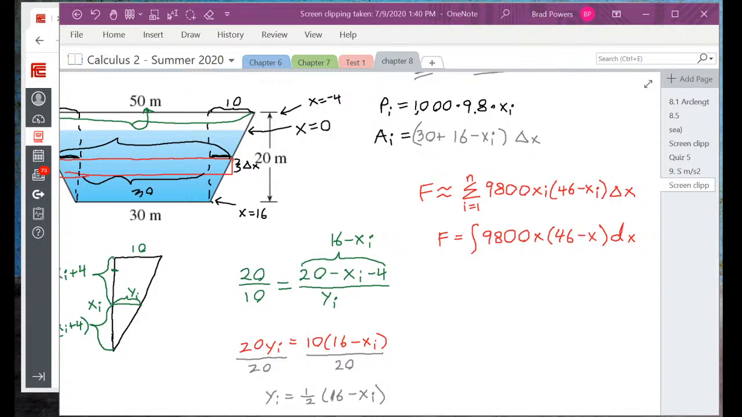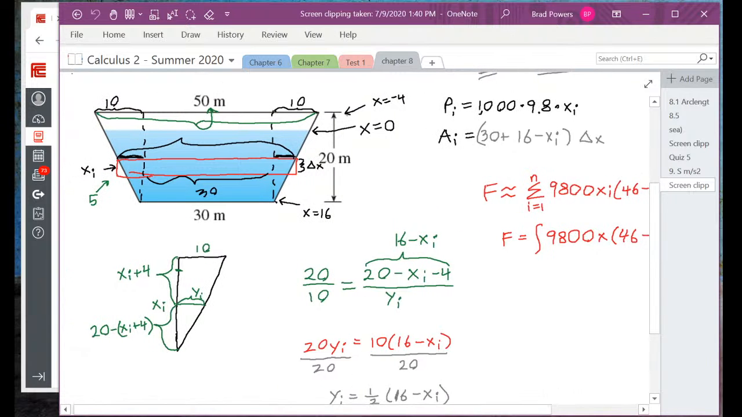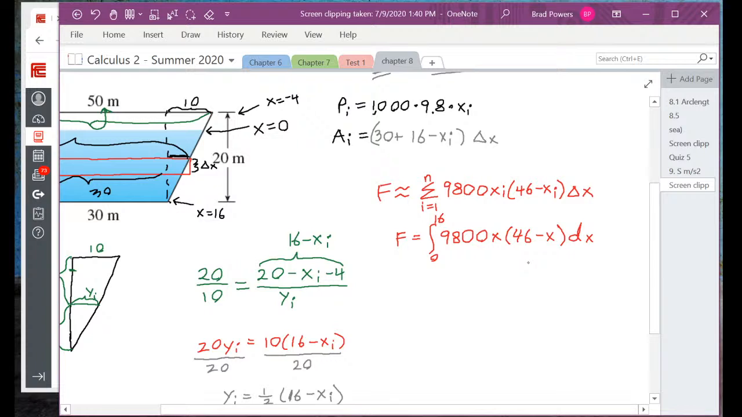Okay, perfect. The only other thing I did forget to mention is, what are the limits of integration? Well, that's why the picture is so important. You guys see me draw and label this thing to death. We're going from x equals 0 to 16. That would be my limits. And this would be a fairly straightforward integral to do.